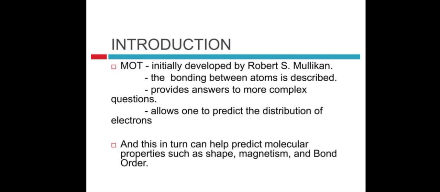It provides answers to more complex questions, and it helps us understand the distribution of electrons, and in turn it can help to predict the molecular properties such as shape, magnetism and bond order. The three main important aspects of molecular orbital theory are: number 1, bond formation; number 2, chemical reactivities; and number 3, magnetic property.